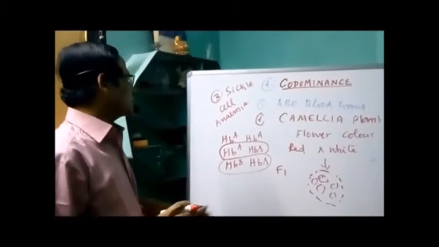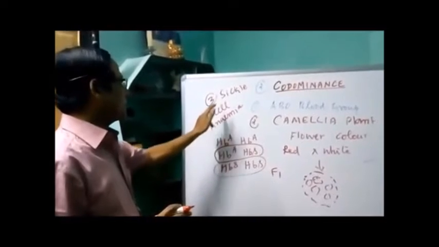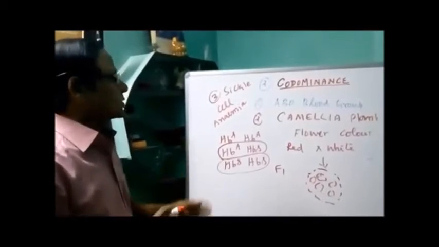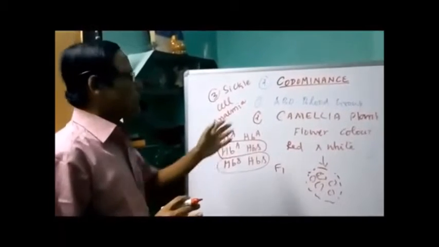That is different. Secondly, as per the book, another example given is sickle cell anemia. So these are the three examples for codominance.